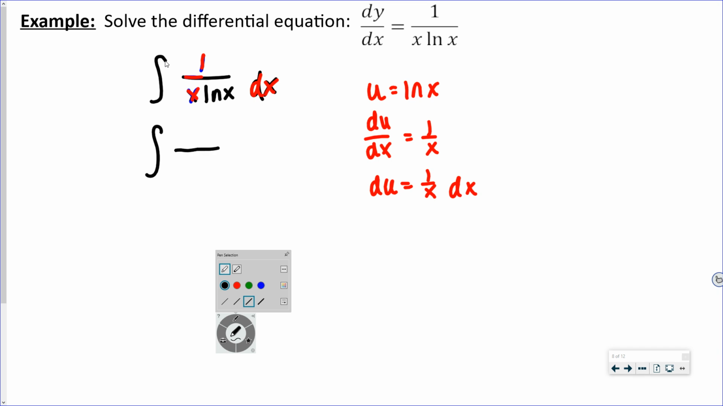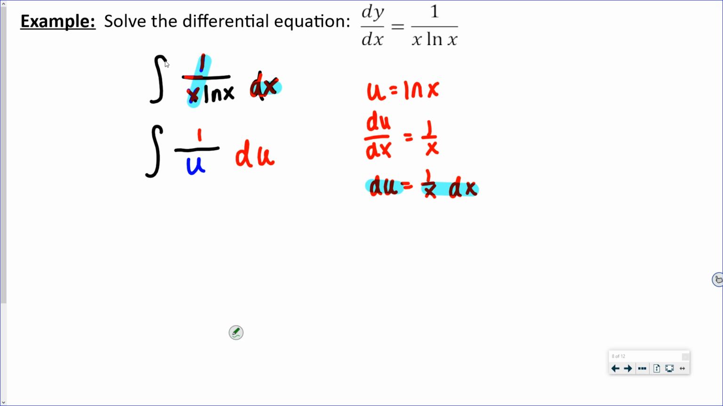So I let the natural log of x be u, and the 1 over x dx, I like that, I'm going to replace with du. So I just have a 1 up there. What's the antiderivative of 1 over u? Natural log of the absolute value of u plus c.